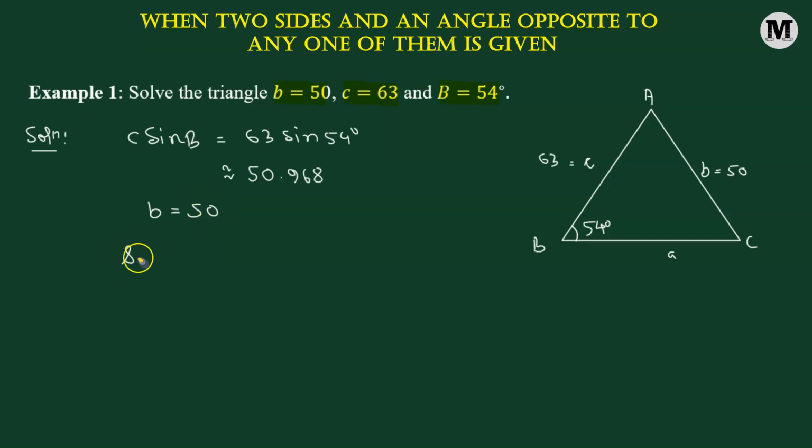Now clearly we see here that the measure of the side B, this is 50, is going to be less than the measure of C times sine B. So this is following the criterion which we discussed earlier. Whenever B is less than C times sine of angle B, this implies that no triangle exists. If there is no triangle, there is no point in solving the triangle. So no triangle exists, and there will be no solution for the triangle with the given dimensions.